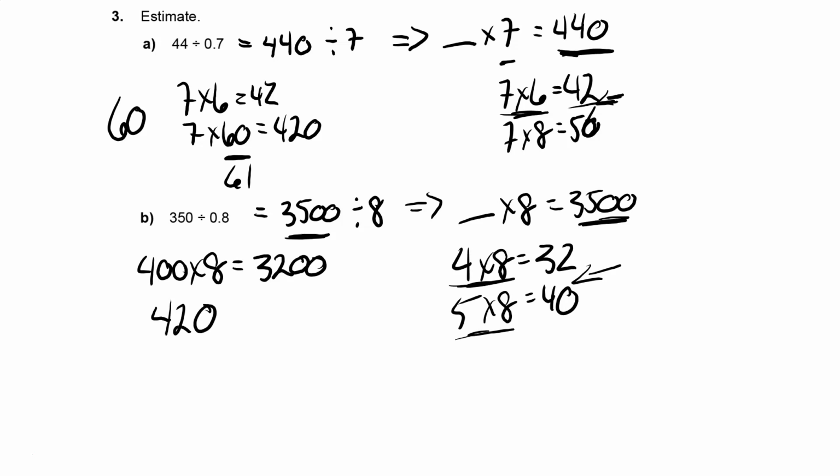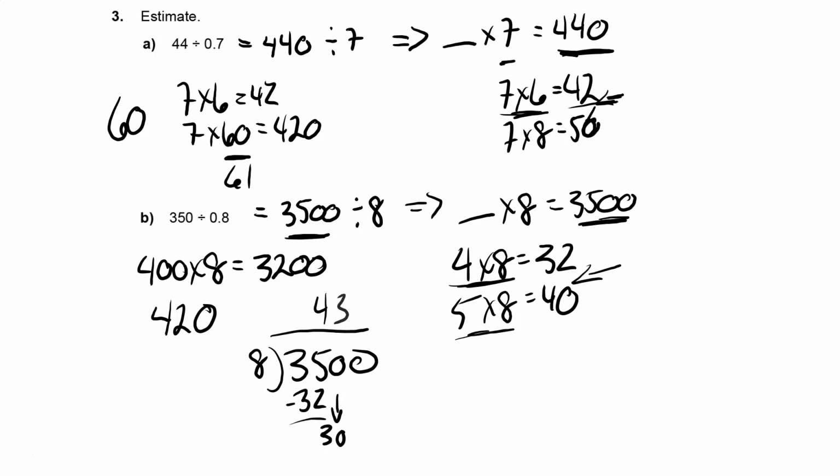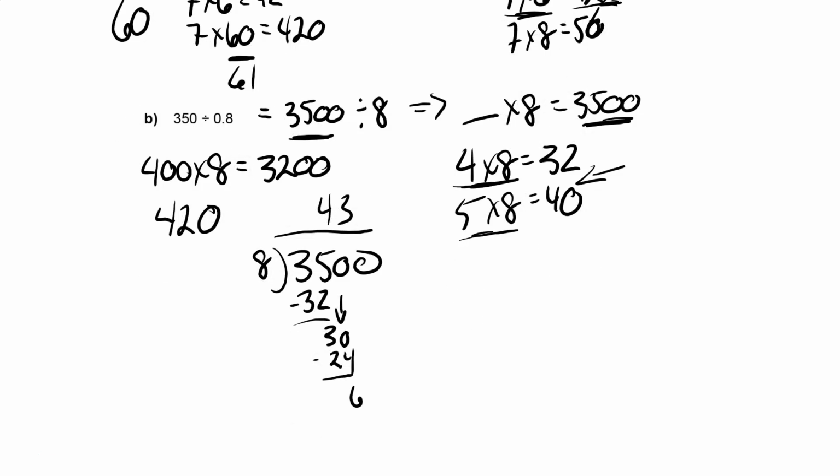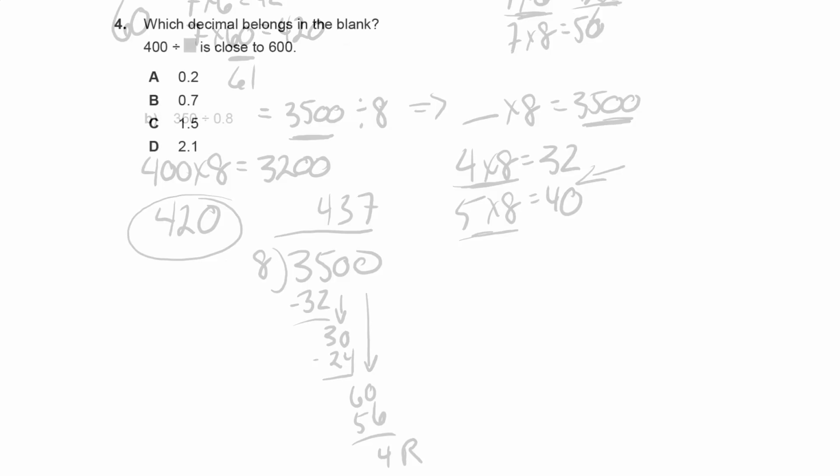If we wanted to check it now to see what the actual number was, we could take 3,500 and divide it by 8. 4 8s are 32. Subtracting gives us 3. Bring down the 0. 3 8s are 24. Subtract that, we get 6. Bring down another 0. 7 8s are 56 with 4 remainder. So my number is still a little bit low, but a pretty fair estimate.